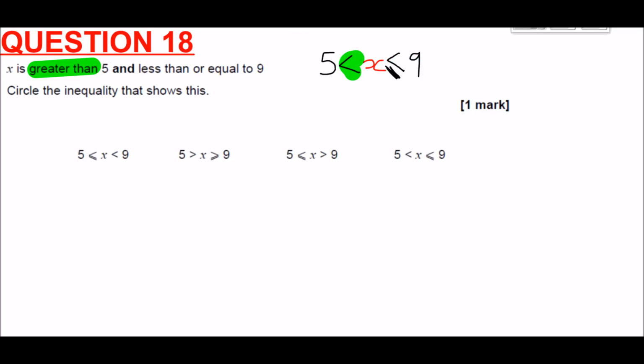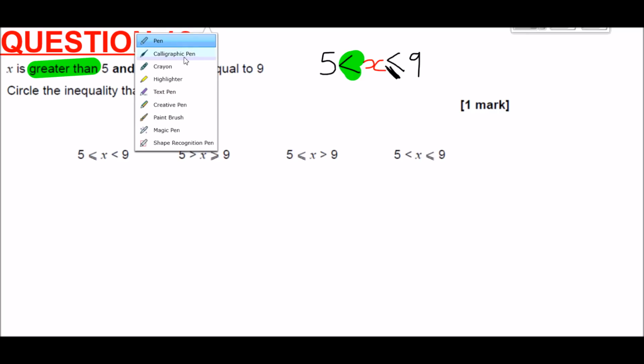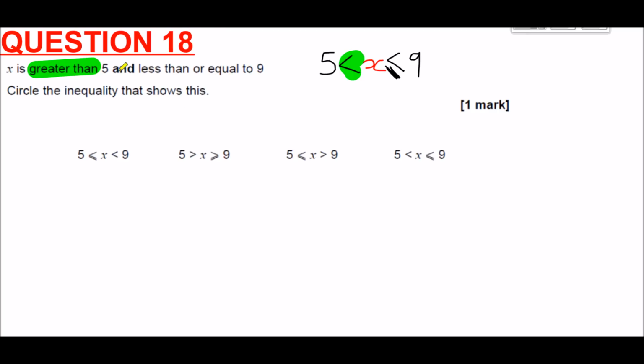The way I used to remember it is if you remove the top bit of the inequality, it looks sort of like a slanted equal sign. So that's the inequality that's been described. Less than or equal to 9 is that symbol there. So which one of these below looks like this? And the answer is it's got to be the last one. So we circle this one here.